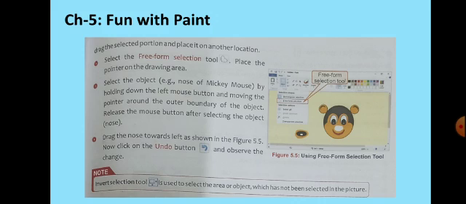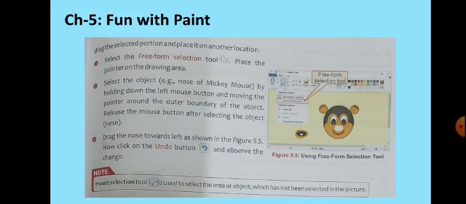Once you want to do that, if you want to do freeform selection, you need to go to that, select this freeform selection tool as shown in figure 5.5, then come to the drawing area and select the picture. You can move it any which way. The way you move the mouse button, that's how it will select the picture.